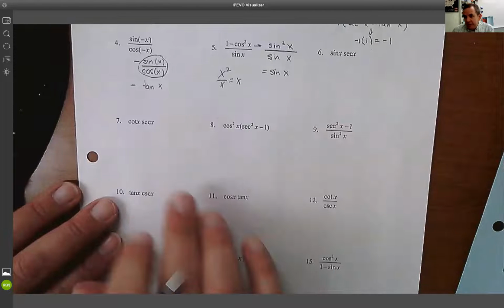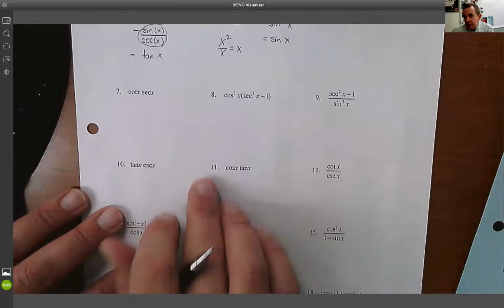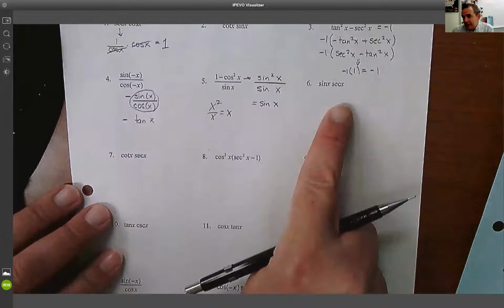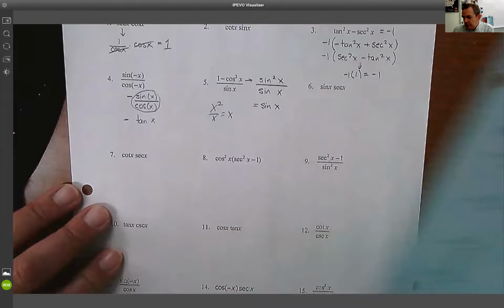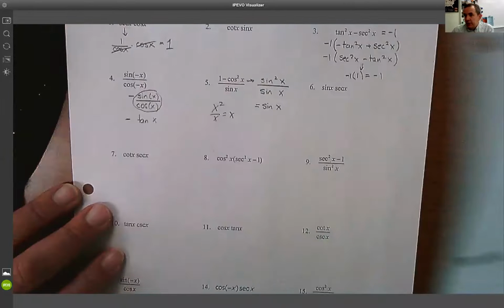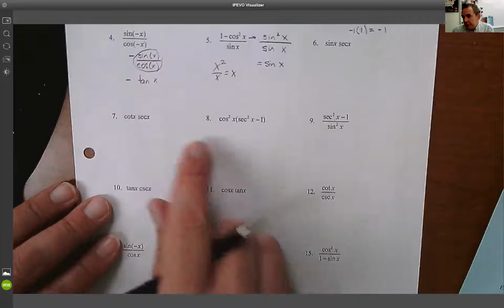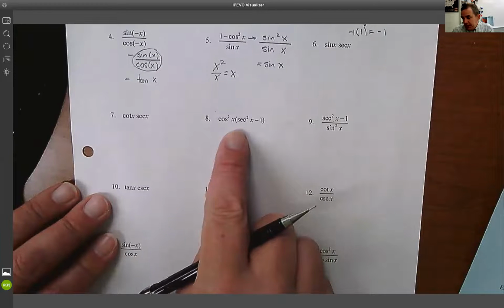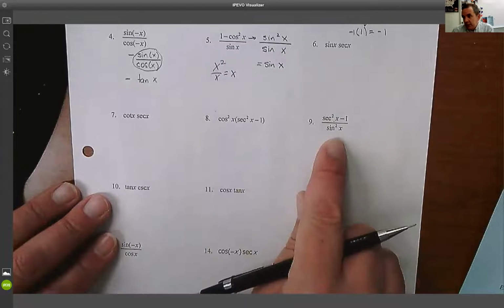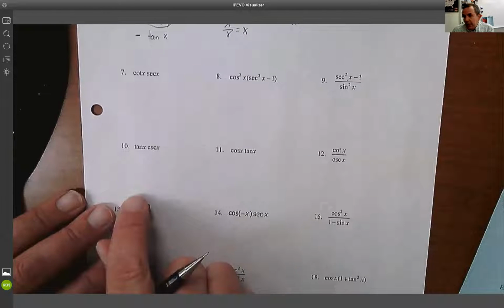I'm skipping around because some of these are just repetitive to what we've done before. So again, this one's got a sine and a secant. That's one where I'd probably go to the reciprocals and see what I could do. Same idea with cotangent and secant. This one would probably tell me to go to a Pythagorean. This one would tell me to go to a Pythagorean. And I work my way through.